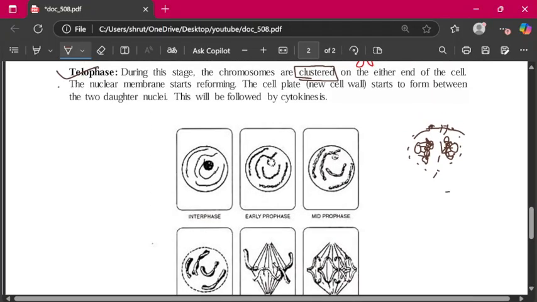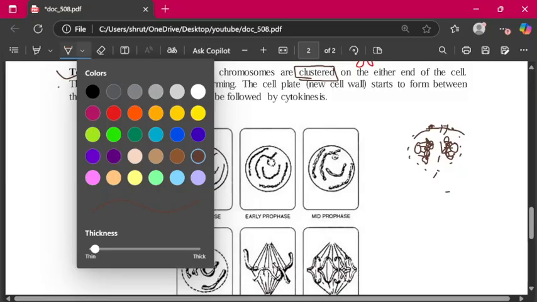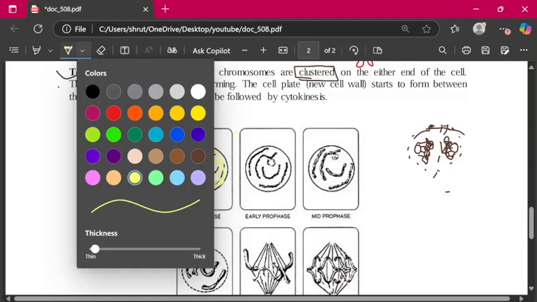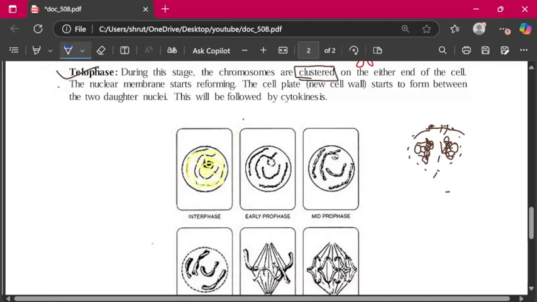So now let's discuss this diagram. In the case of interphase, what is interphase? When the cells are in the non-dividing stage, or we can say the G0 stage. So here the cells are in the G0 stage, the non-dividing condition.